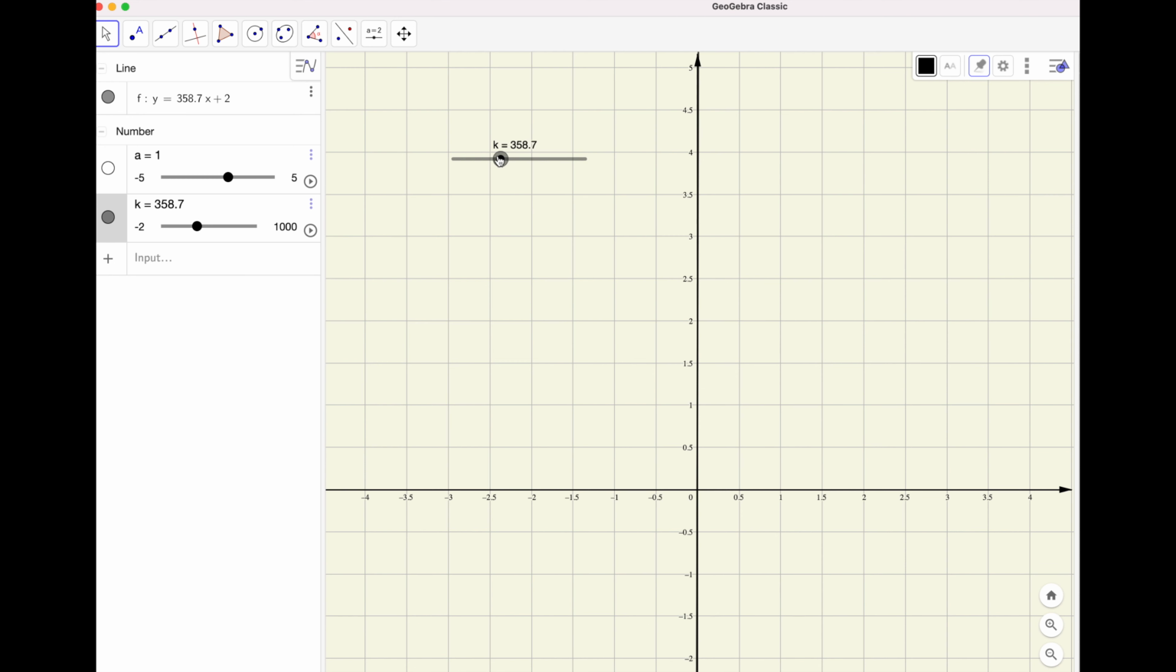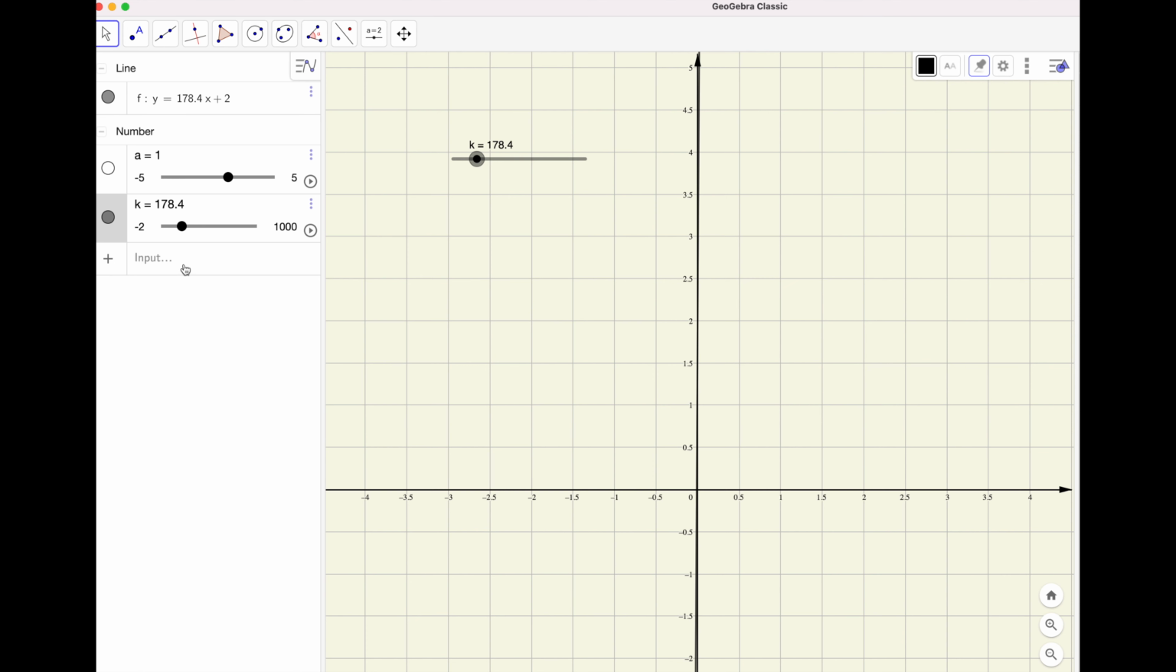Even for those ranges, I cannot see the difference. Up to, I don't know, 100 something, 200, I can still see the difference, but above that I cannot. But I want you to understand definitely that that's not a vertical line, because there is a slope for it. The slope of vertical lines is not defined.